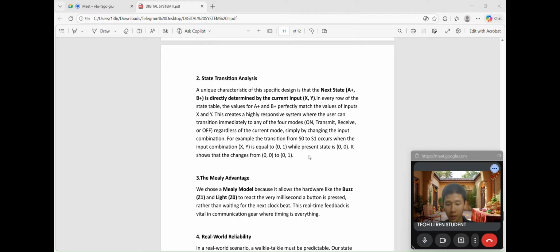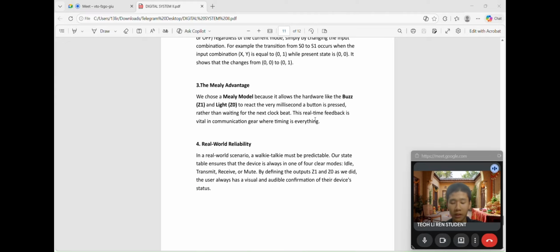So the third point is the Mealy model advantage. So we choose the Mealy model. The factor is that, unlike a Moore machine where users have to wait for the next clock beat to see a change, the output reacts the moment a button is pressed. This is because the output is tied directly to the input XY. Okay, we go to point 4, real-world reliability. When we link to the real world, our design is very successful. This is because the user has a visual and audible confirmation of their device status. The user can confirm the device status from the output Z1 buzzer and Z0 the LED.